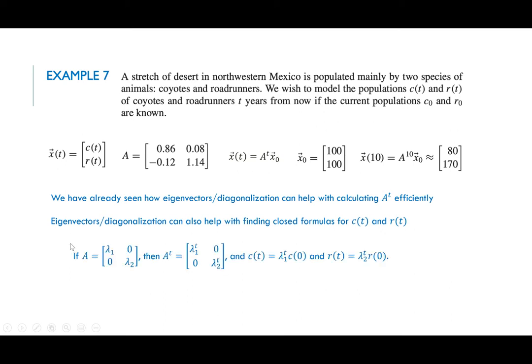And so if A is diagonal, then yes, you do have a straightforward closed formula for the number of coyotes and the number of roadrunners, because A to the t is just lambda 1 to the t, lambda 2 to the t, and then zeros on the off diagonals. And then this formula here, x of t equals A to the t x0, just implies that the number of coyotes at time t is lambda 1 to the t times the initial population, and the number of roadrunners at time t is lambda 2 to the t times the initial population of roadrunners.